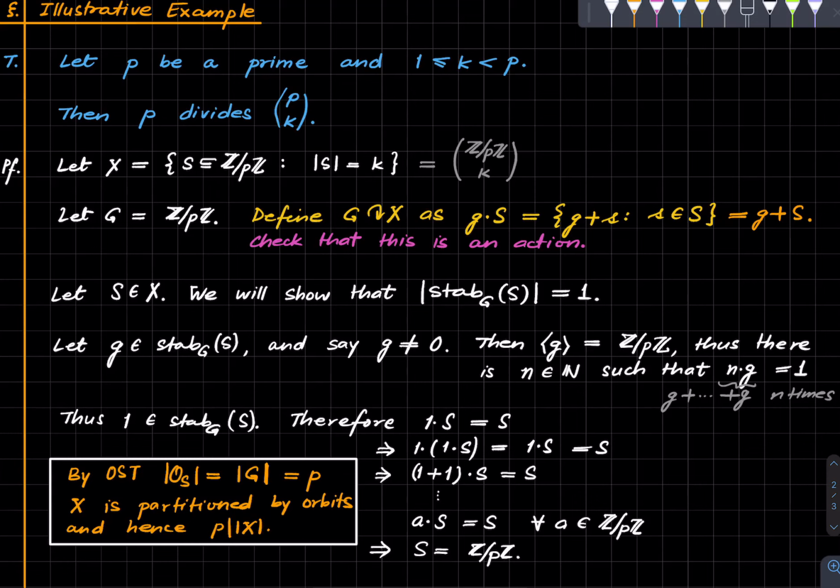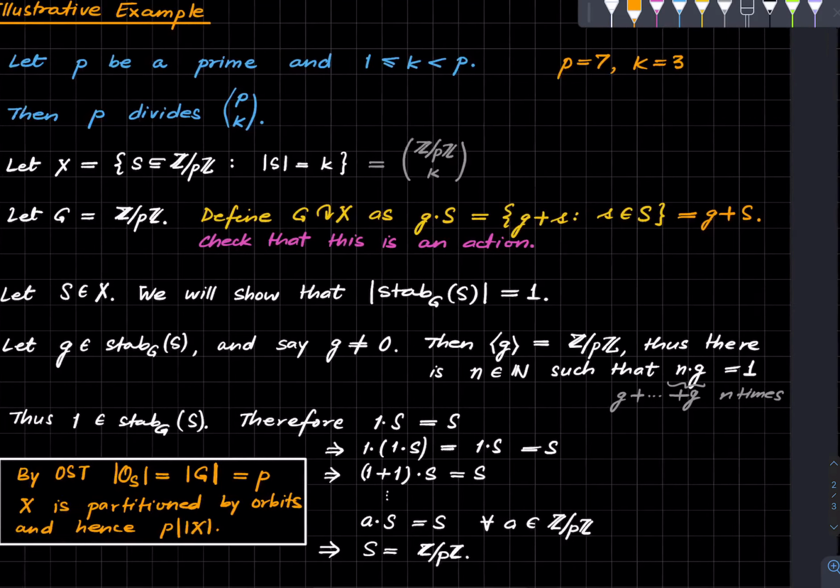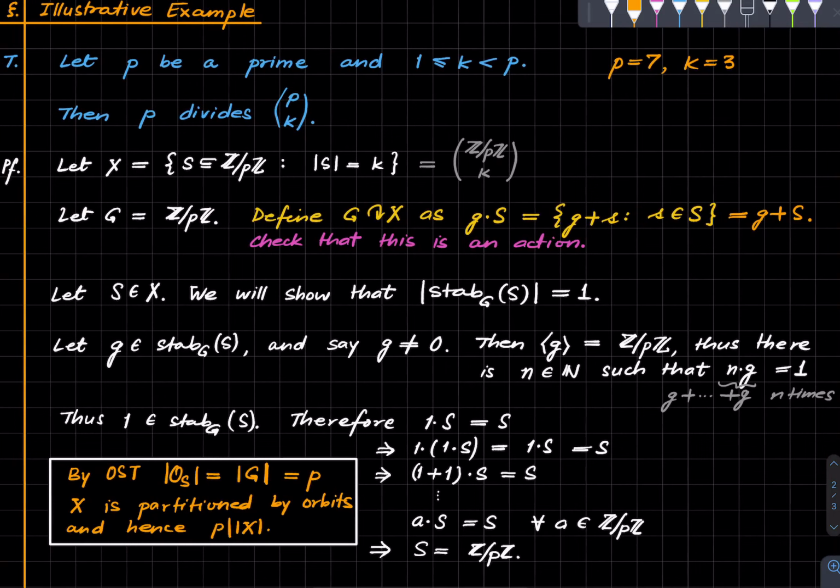This is longer than your elementary number theory proof, but you can visualize it. So I encourage you to see what's going on in this proof. Find out all the orbits in some small example. So take, let's say, the prime as 7, k as maybe 3, and see what the orbits are. Just draw them on paper. And yeah, that is an example to illustrate the orbit stabilizer theorem.